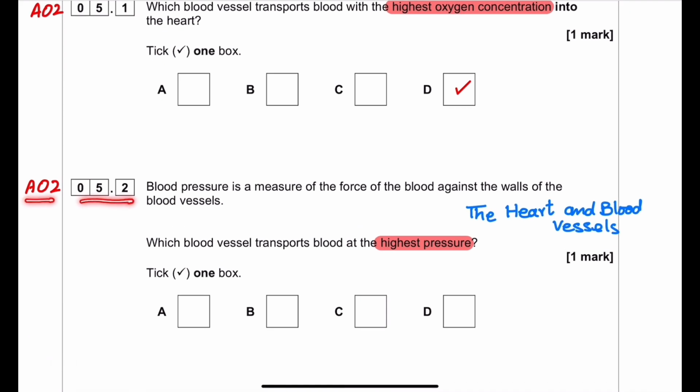5.2 is an AO2 question, and this question is again from the same topic, the heart and blood vessels. Blood pressure is a measure of the force of the blood against the walls of the blood vessels. Which blood vessels transport blood at the highest pressure? Means which will pump out the blood at the high pressure.